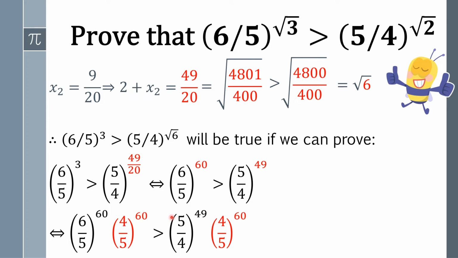In the next step, we multiply both sides by (4/5)^60. This is to reduce the power on the right side. And this is equivalent to (24/25)^6 larger than (4/5)^11. This becomes what we need to prove at the next step.